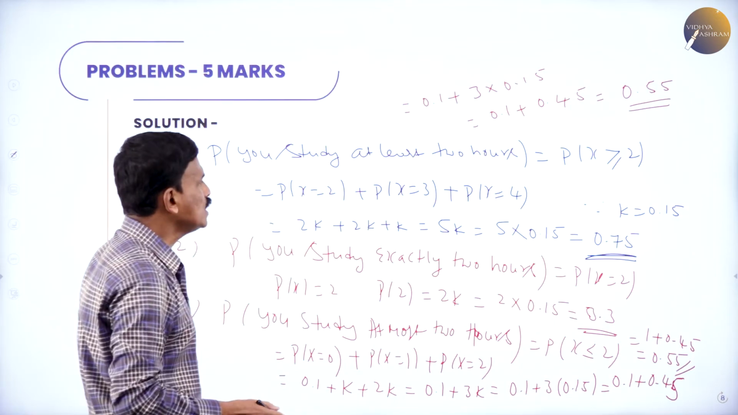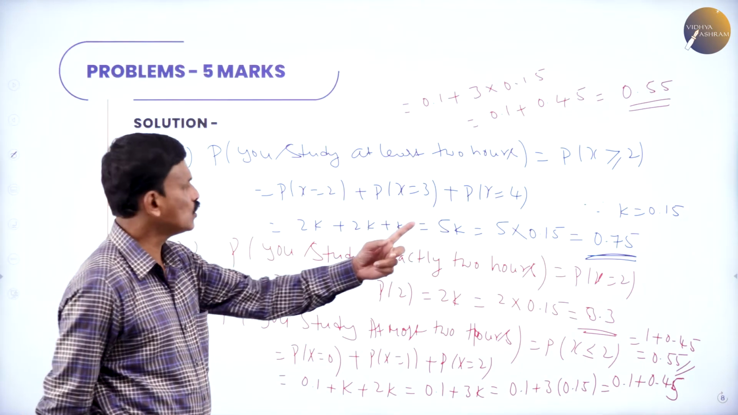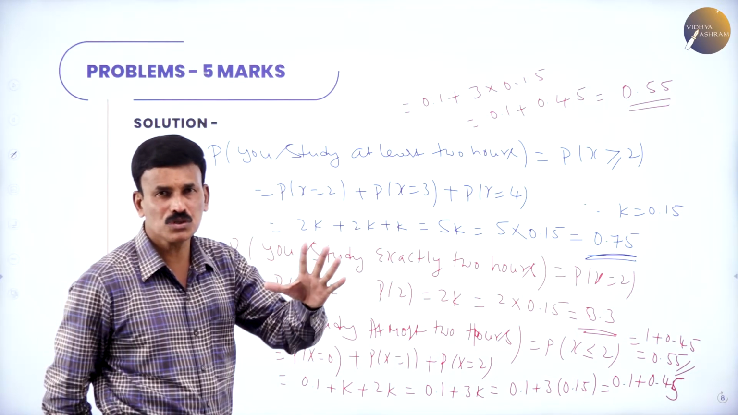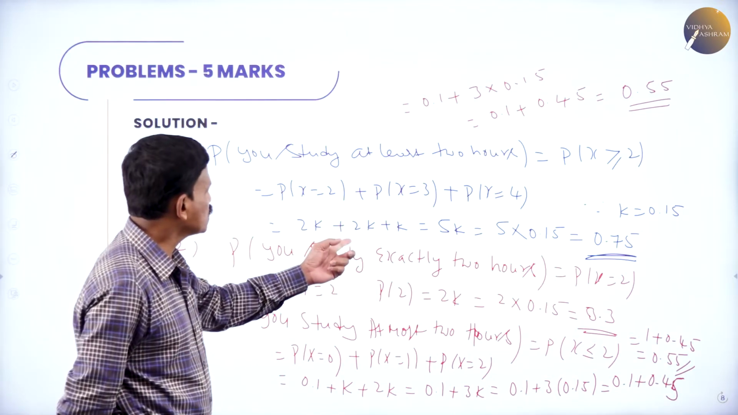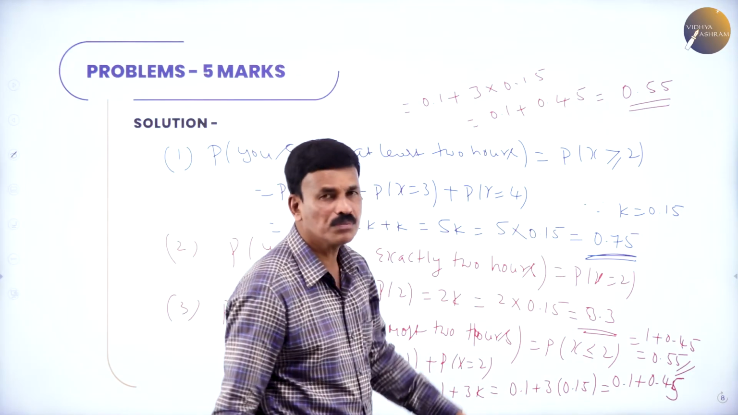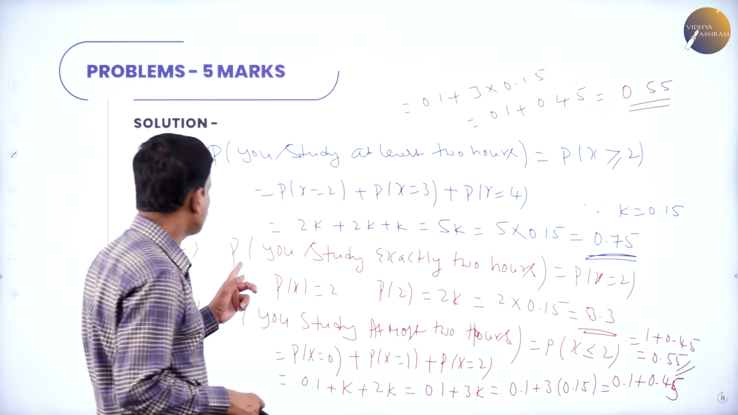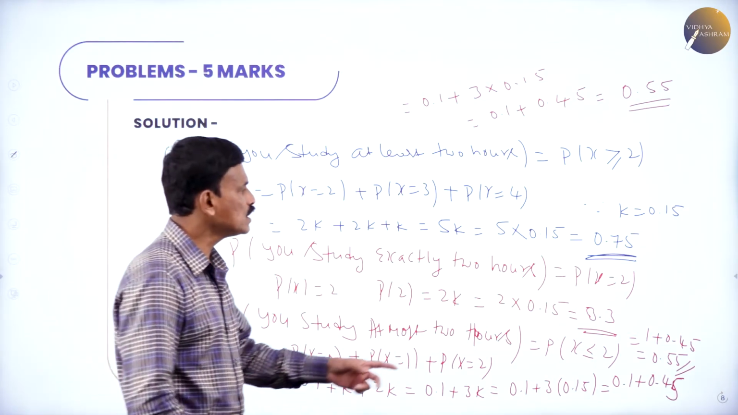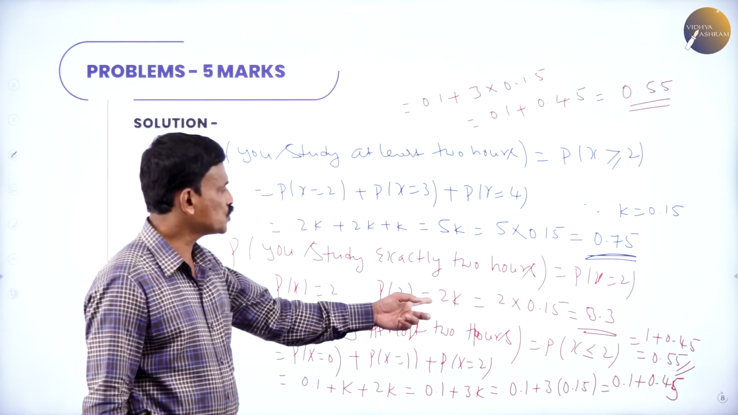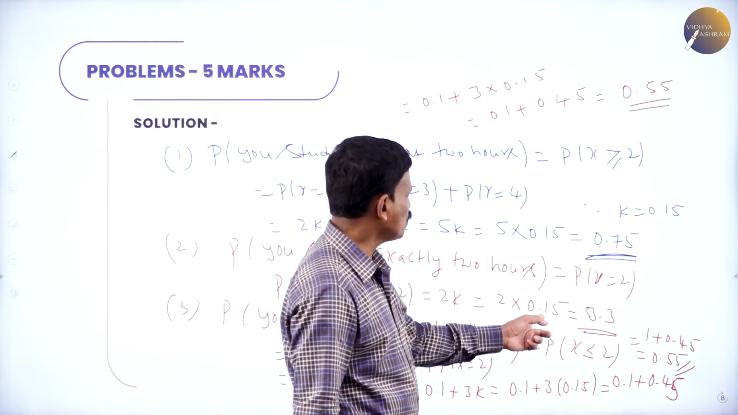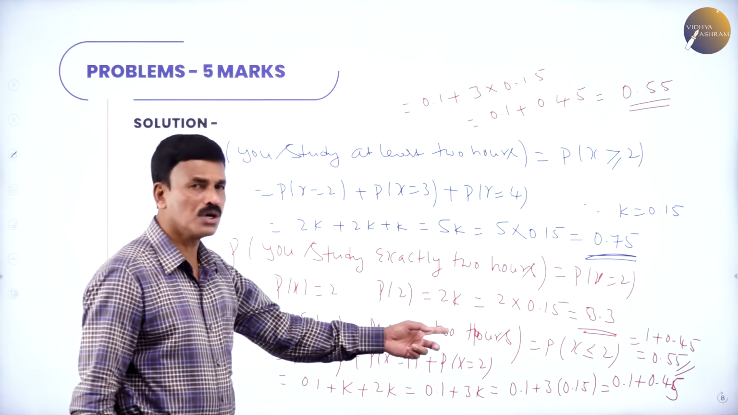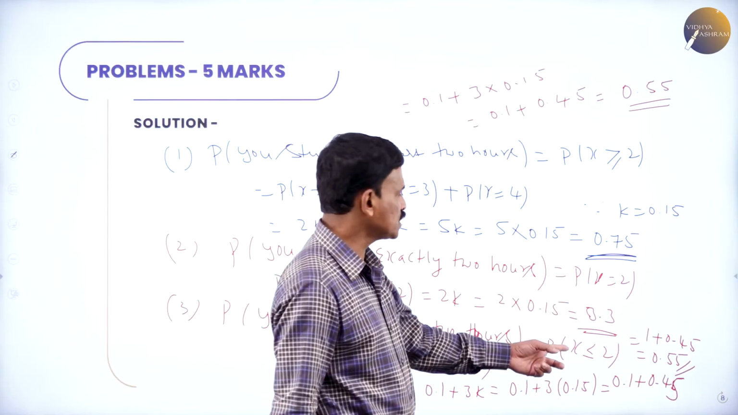So you study at least 2 hours means probability of x is greater than or equal to 2. That is probability of x is equal to 2 plus probability of x is equal to 3 plus probability of x is equal to 4. So the answer is 2k plus 2k plus k, 5k. Since k is equal to 0.15, 5 into 0.15 is 0.75. Now probability you study exactly 2 hours means probability of x is equal to 2, which is 2k, 2 into 0.15, that is 0.3. Now probability you study at most 2 hours means probability of x is less than or equal to 2.